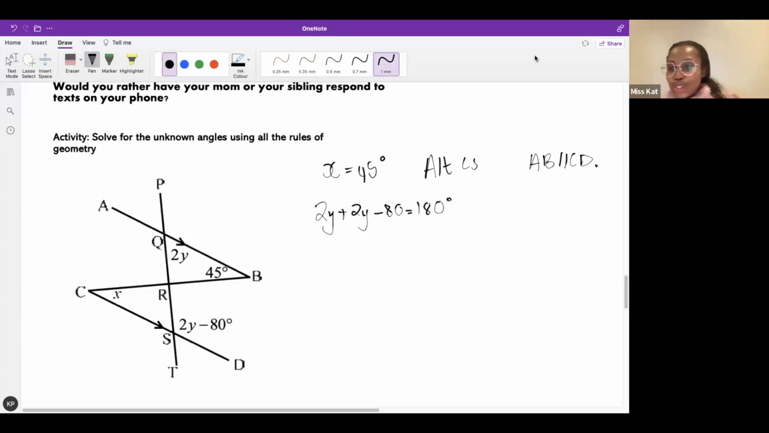Oral Dean, you superstar, you. What's my reason? Ma'am, I think it's co-interior angles. Angles in parallel lines, of course. AB is parallel to CD.